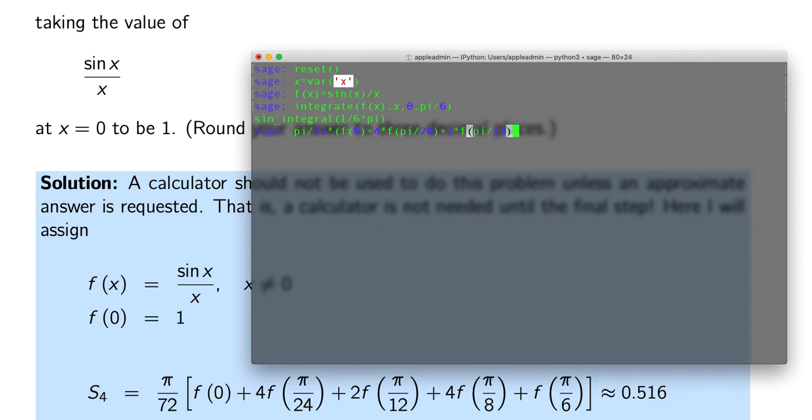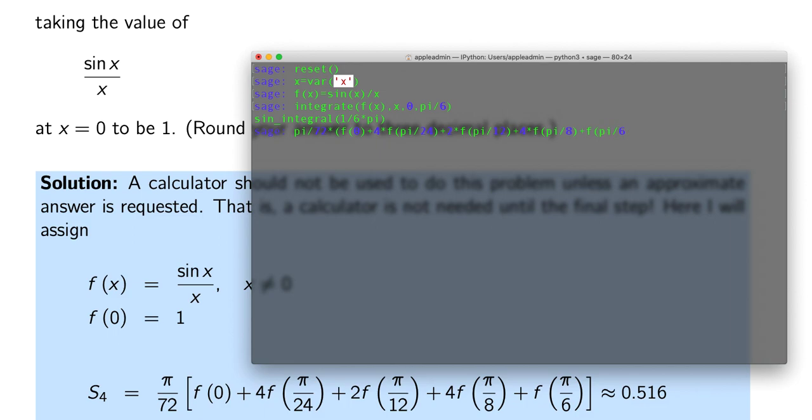If you're having a tough time writing this stuff down, you want to go back and review the section of the notes that we've just covered. Plus, it makes me dizzy to look at things. Plus 4 star f of pi divided by 8. And then you're going to get plus f of pi divided by 6.